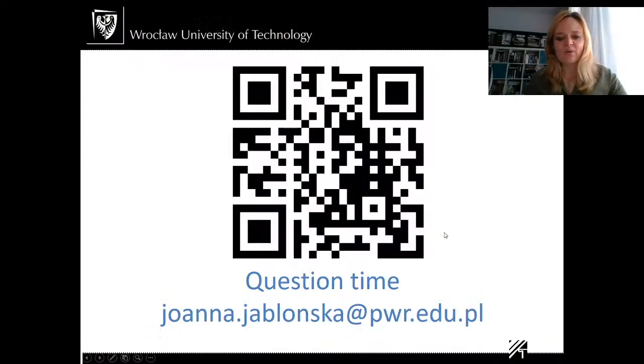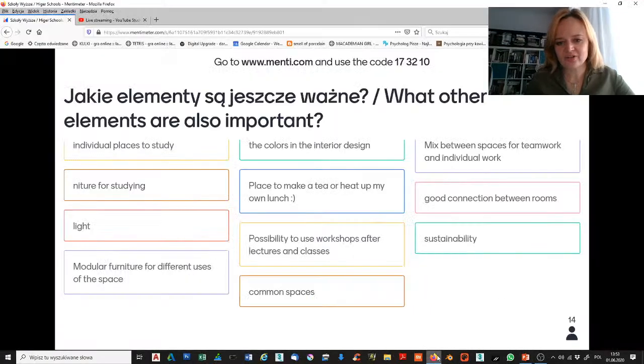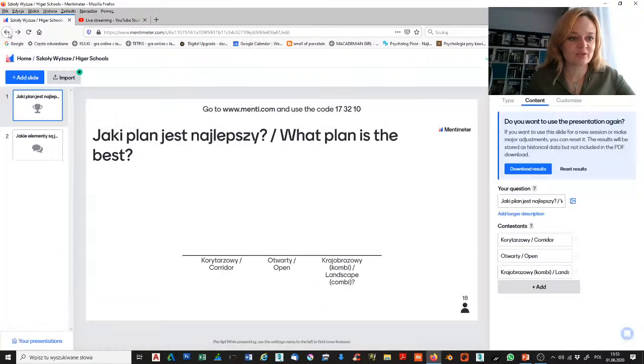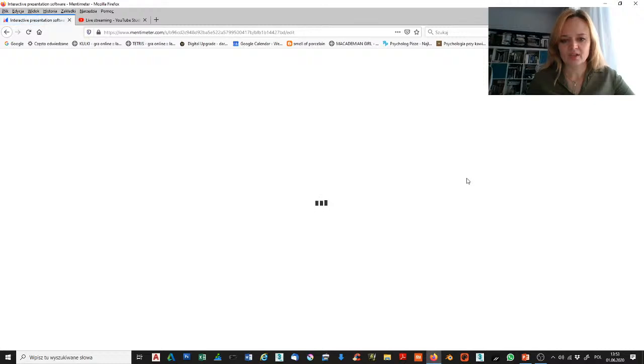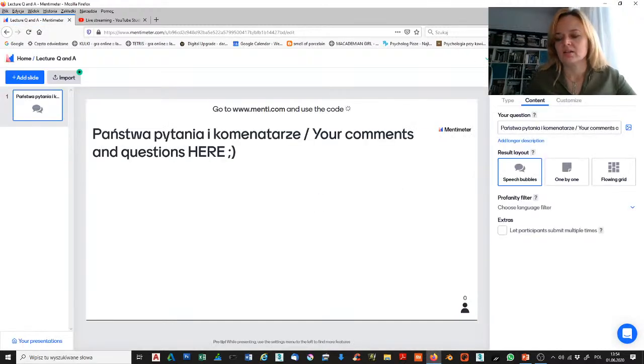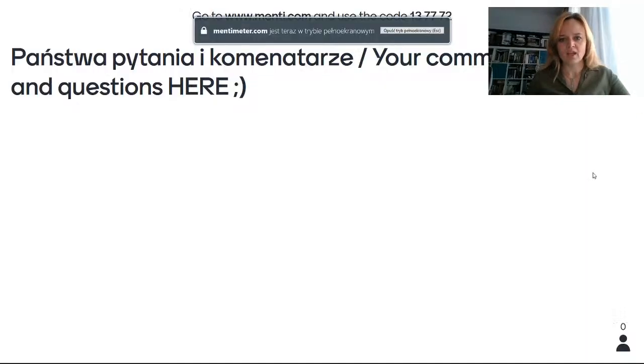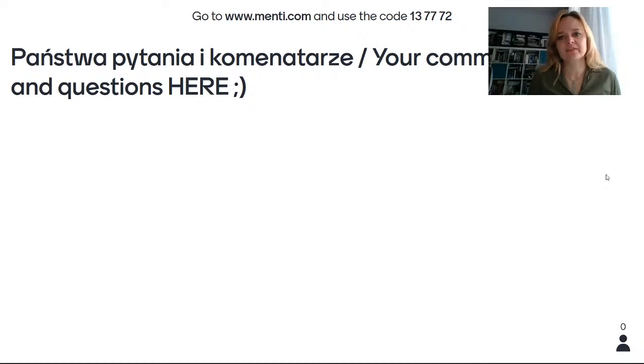So another Mentimeter task, go to menti.com. Here you can see the QR code, and we will have our final part of the lecture, some sort of summary of the lecture. And the question is, do you have some questions? So it's the question and answer part of our lecture. The code is 137772. I am waiting for your questions, your comments, your observations that you had during the lecture. If anybody has some question about the exam, I will also answer it now.